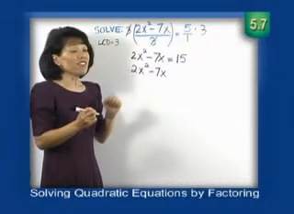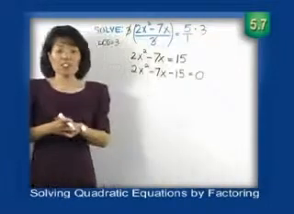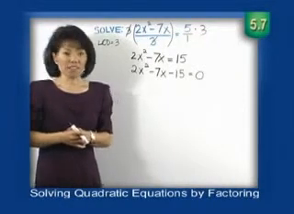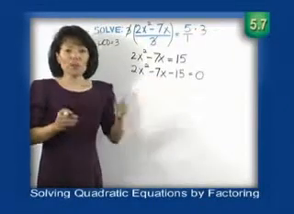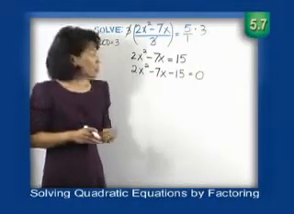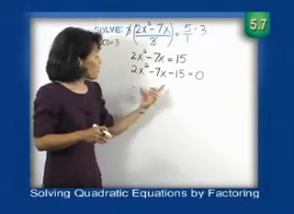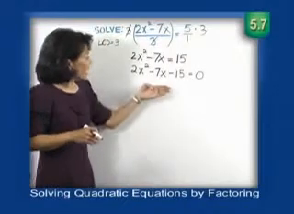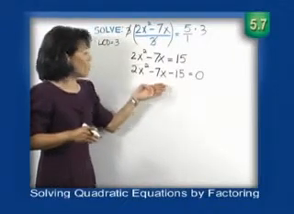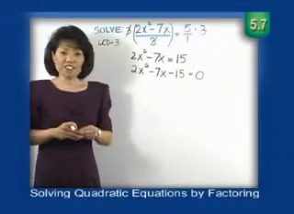And of course, 15 minus 15 gives me 0 on the right-hand side of the equation. And again, the reason I did this is because I want to use what we call the zero factor property, which means that I have to have something times something equaling 0. Now that I'm at this point, what I need to do then is factor.